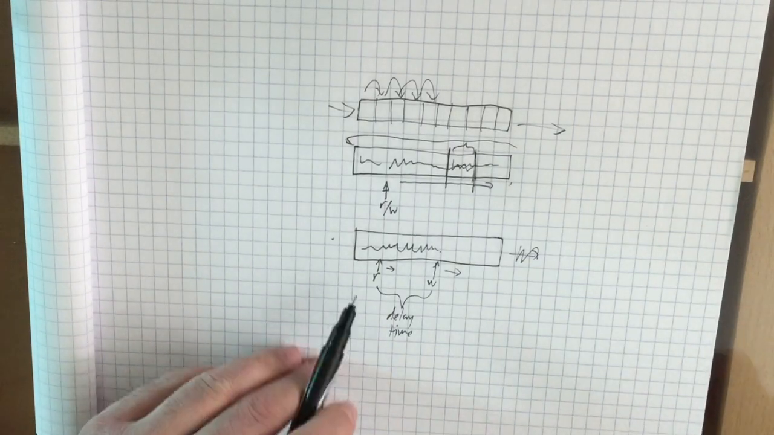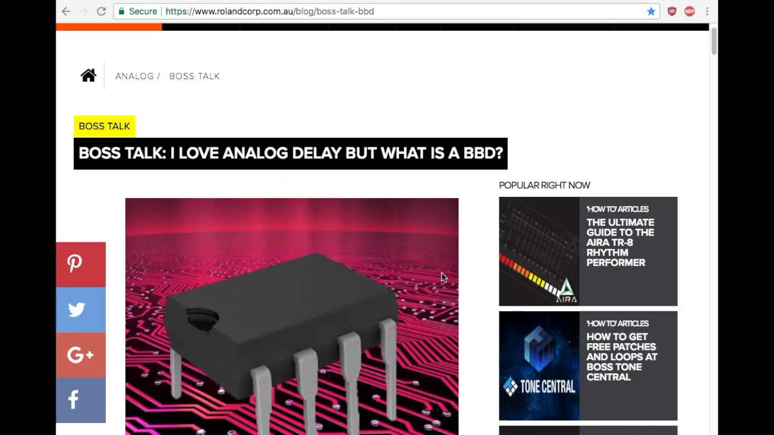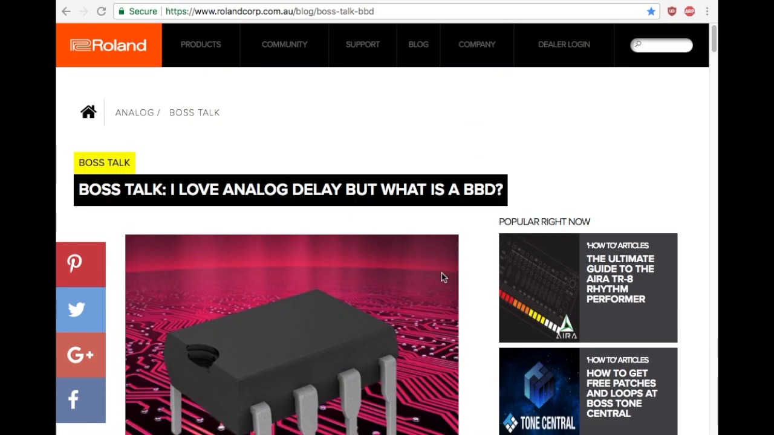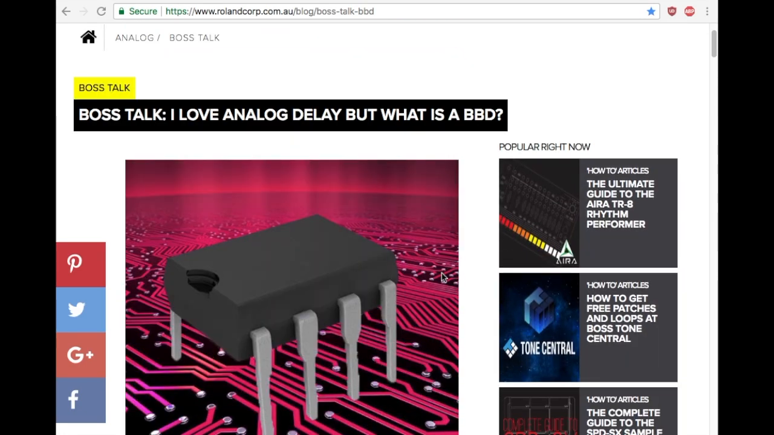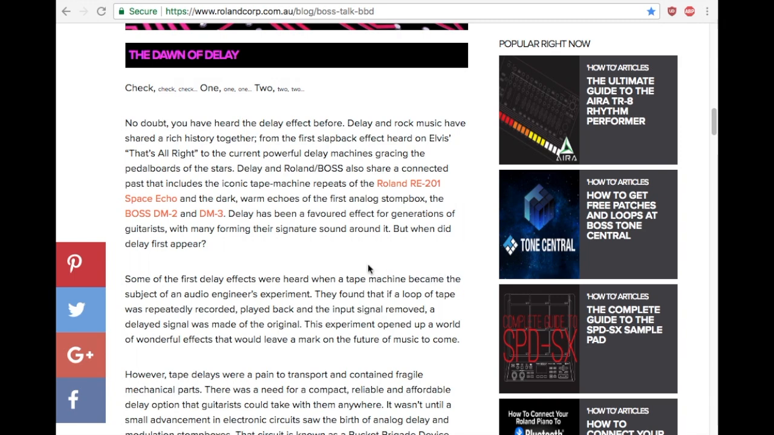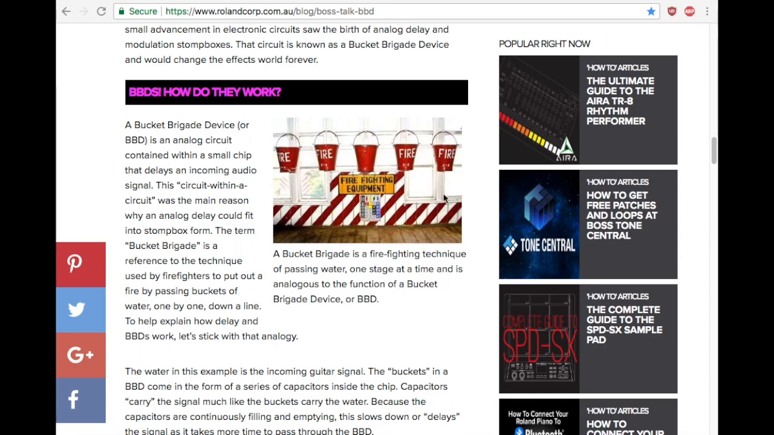Okay, well, that's all well and good, but what about that analog kind of behavior? So before we can make an analog style delay, we've got to understand what goes into an analog style delay. So I want to talk a little bit about what goes into a bucket brigade device. That's an analog delay. It's called a bucket brigade because it's kind of like a bunch of people passing buckets down the line. And it's basically a bunch of capacitors that work like a primitive sampler. So here you go. Here's a bucket brigade.